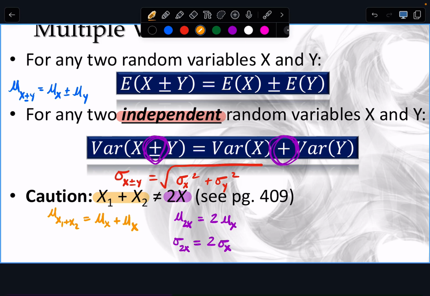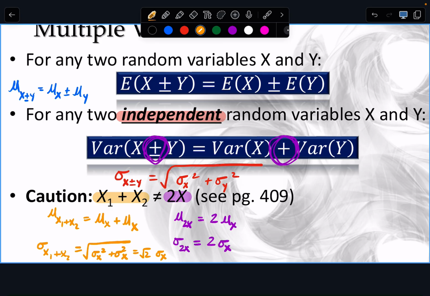When I go to calculate standard deviation, the standard deviations do not combine directly. When I combine random variables, when I take 1x plus another x, the standard deviations don't add together, the variances do. So what's going to happen here is I'm going to have the variance of x plus the variance of x, which if I simplify would end up being the square root of 2 times the standard deviation of x.